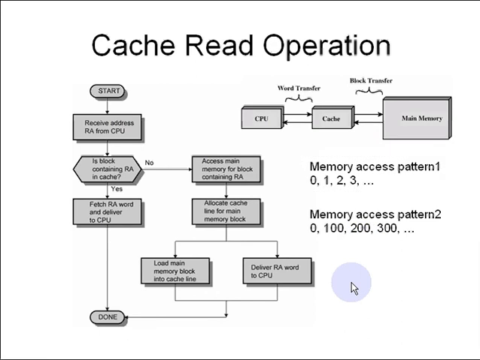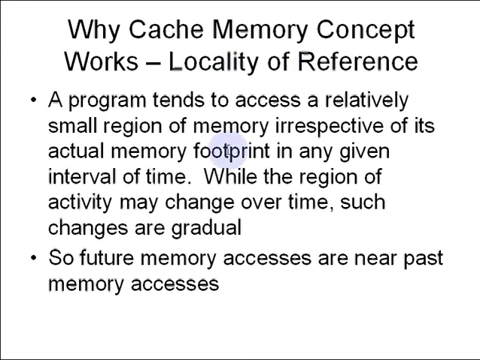So now what is it that guarantees that our memory access pattern will be of type pattern 1 and not of pattern 2? There is something called locality of reference. Locality of reference states that a program tends to access a relatively small region of memory irrespective of its actual memory footprint in any given interval of time. What we can conclude from this statement is that future memory accesses are near past memory accesses.